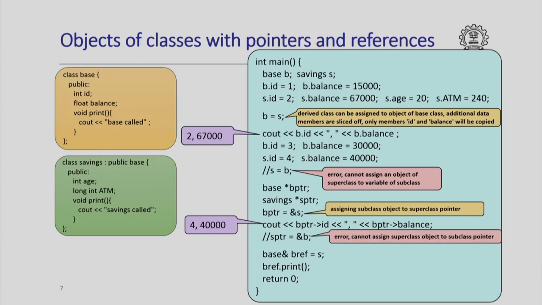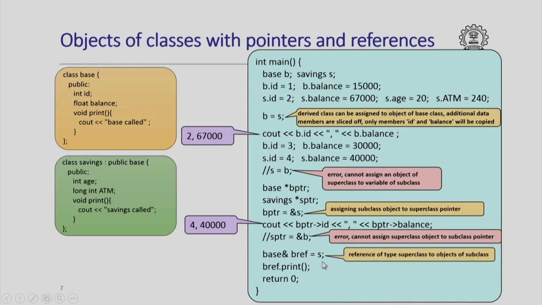However, can I do this? Can I take the address of the base class object and assign it to a pointer to the savings class? Once again, if you think about it, an object of the base class cannot be thought of as an object of this derived class. So therefore, a pointer to the object of the base class is not of the type pointer to an object of the derived class. So this assignment is incorrect and it will lead to a compilation error.